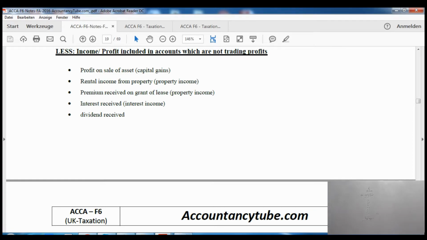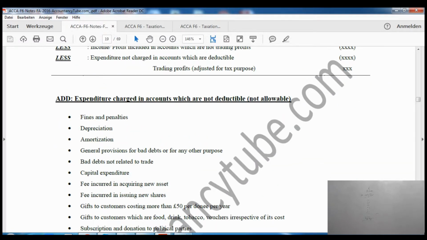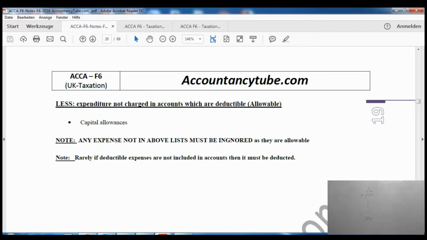Again, each and everything you see will earn you half a mark. So it's very, very easy. And the last thing is expenses not charged in the accounts which you must deduct, and that is only one expense, which is capital allowance. You will definitely find capital allowance in each and every exam sitting if you find one of these questions. So capital allowance is very, very important. And likewise, the first list is also very, very important.